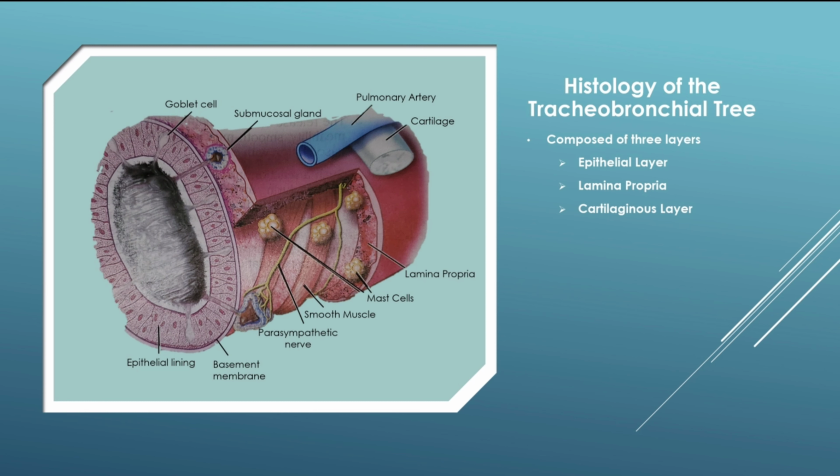Next, we're going to look at the histology of the tracheobronchial tree. This is composed of three different layers. You have the first one being the epithelial layer, the second one being the lamina propria layer, and the last is the cartilaginous layer. The picture to your left is just a breakdown of the three layers that we've just discussed, and also a few extra things like the goblet cells, the epithelial lining, the basement membrane, parasympathetic, and the smooth muscles. So just get an overlook of all these different areas that we've just talked about, and we're going to dive a little bit deeper.